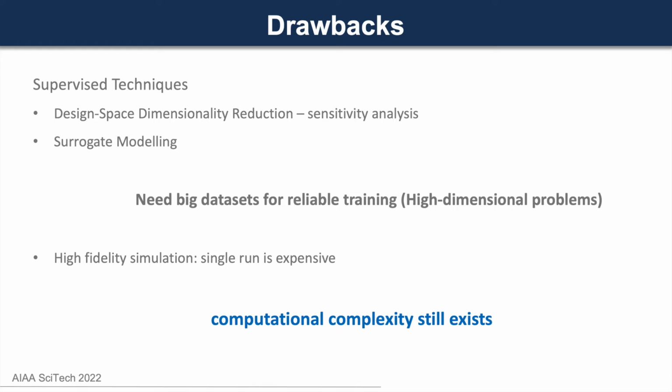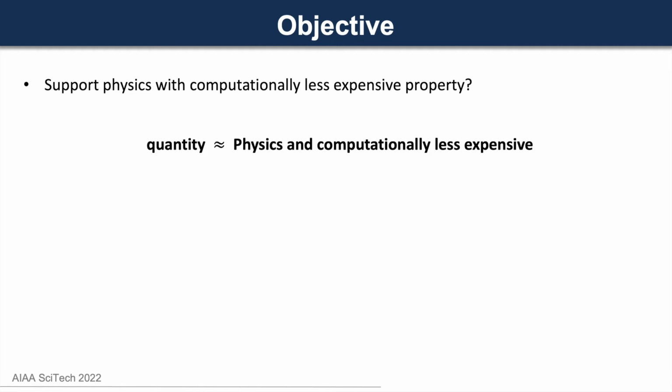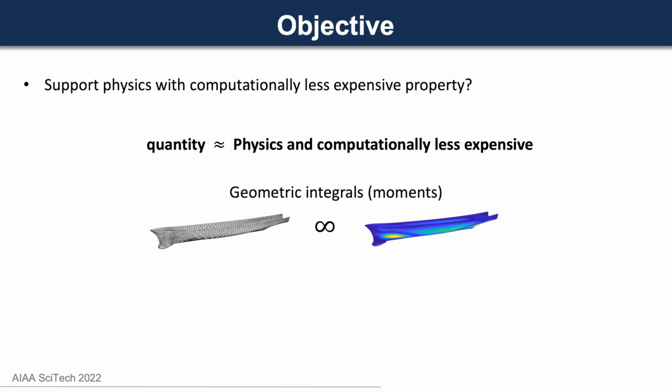from the computational complexity. So, the overall objective here is to find some properties or quantities which are closely related to physics but are computationally less expensive to evaluate, and to use such quantities to obtain the sensitivity of the parameters. The first thought that comes to our mind is the geometrical integral properties such as moments.